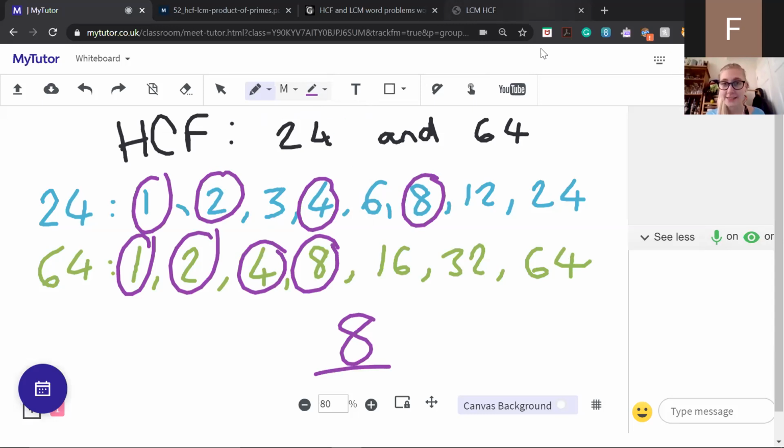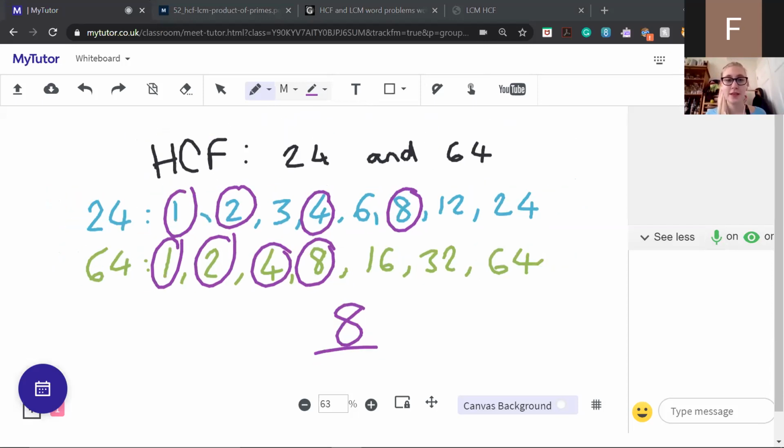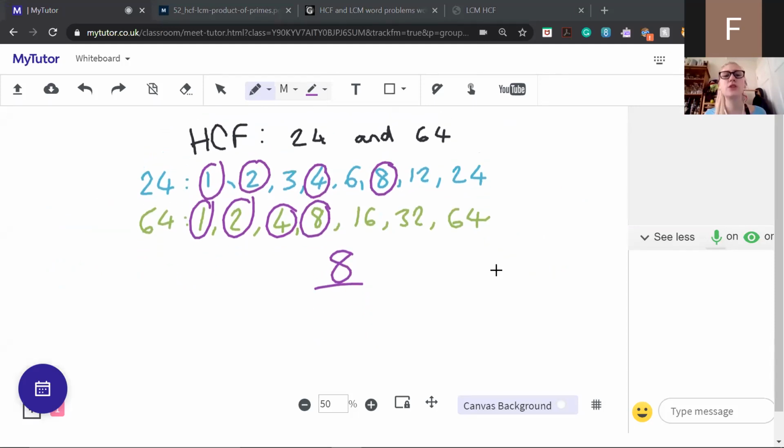Hopefully that makes sense. Just shout if it doesn't. And again, I'm about to show you a much quicker method of doing this. It might not seem quicker or easier, but when the numbers get really big, it ensures that you don't miss a factor or anything like that.